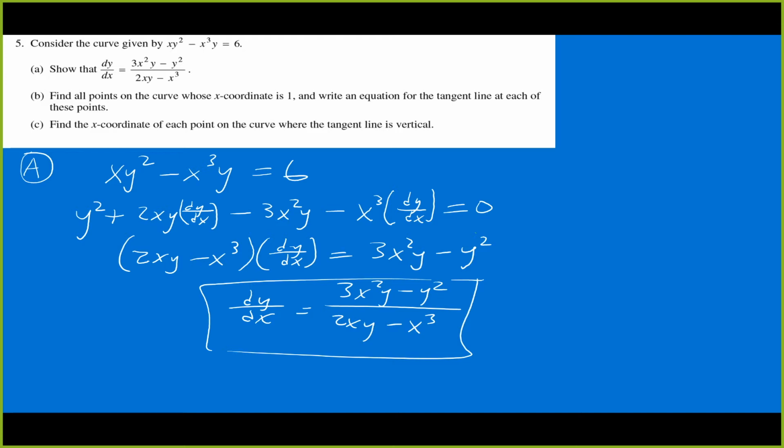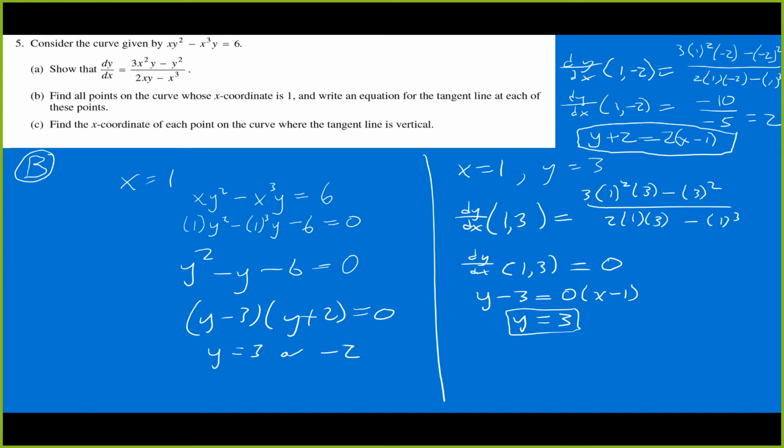No. Okay, looking good. For part B, I want to find all points on the curve whose x-coordinate is 1, and then write an equation for the tangent line to each of these points. So the first thing I'm going to do, I want to find the points where the x-coordinate is 1, so I'm going to plug in x equals 1 and figure out what my y values are there. So I'm going to go back to my original problem here, xy squared minus x cubed y equals 6, and plug in 1 for x. If I do, I've got y squared minus y minus 6 equals 0.